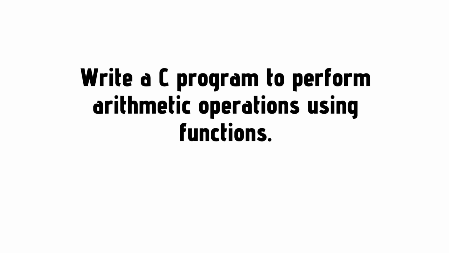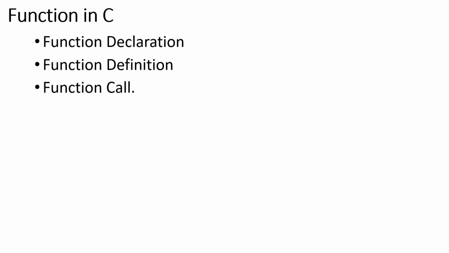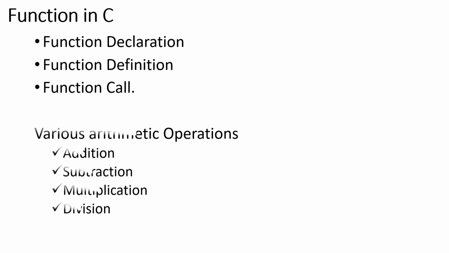Today we will see how to write a C program to perform various arithmetic operations using functions. When you discuss function, you should have three elements in a program: function declaration, definition, and a function call. In this question, they asked you to perform various arithmetic operations like addition, subtraction, multiplication, and division.